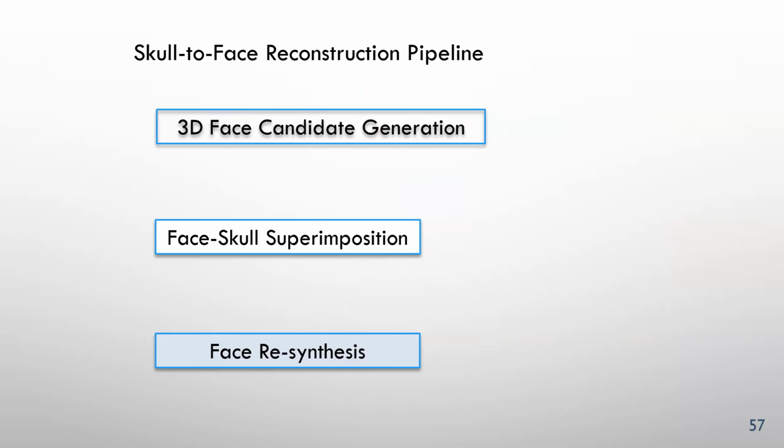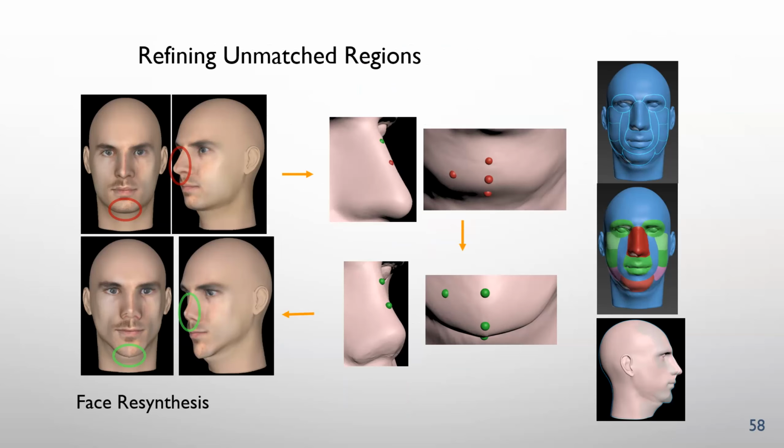Okay, then finally, with that candidate selected, we can do a face resynthesis. Through the superimposition, we know which region of the face matches well with the skull, but some other regions might not be well matched. So we want to modify those regions according to the landmarks extended from the skull. Basically, we try to perform a plastic surgery to modify those unmatched regions until they can pass the landmarks extended from the skull.